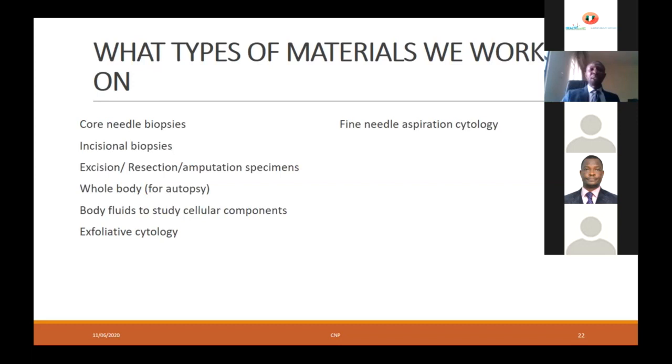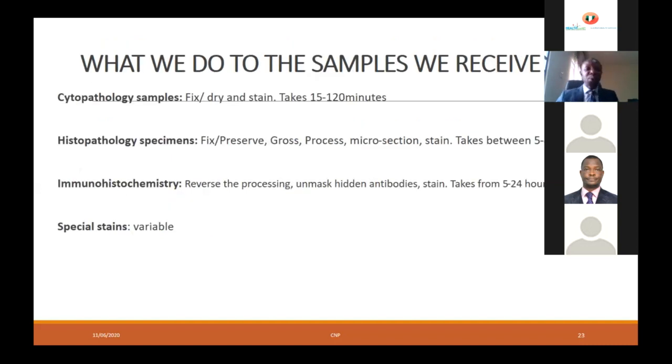What type of materials do we work with? We work with core needle biopsies, incisional biopsies, excisional biopsies, fine needle aspiration, exfoliative cytology, body fluids. We work with all of those, and we do different things, but probably because of time, I will not be able to go into the details of what we do with each of these specimens.